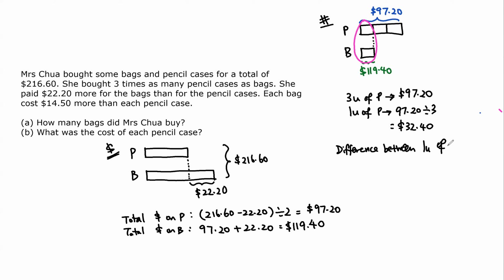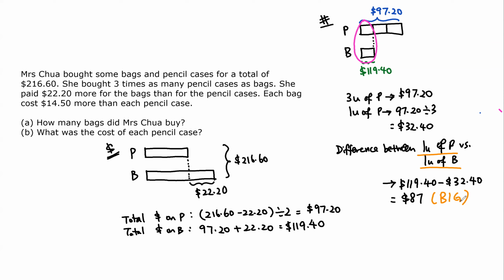So 1 unit of P versus 1 unit of bag. What is the difference in the cost? Well, it's going to be $119.40 subtract $32.40. All right, and that will give us $87. Okay, so this is the key thing. 1 unit of pencil cases versus 1 unit of bags. Now this is what I call the big difference.